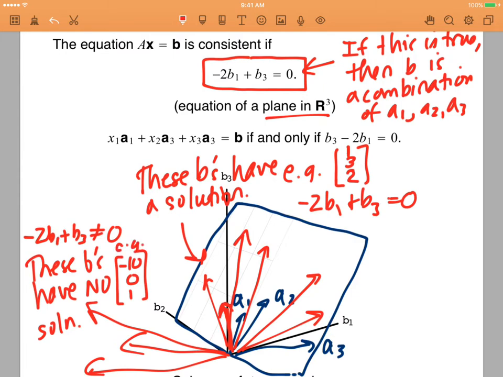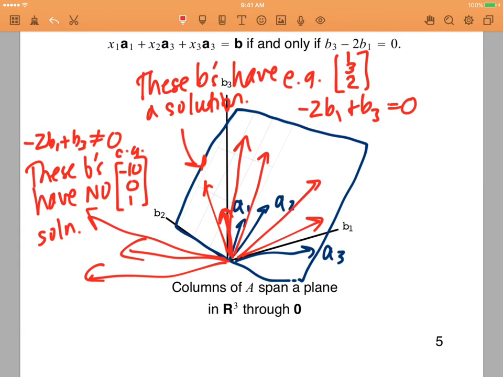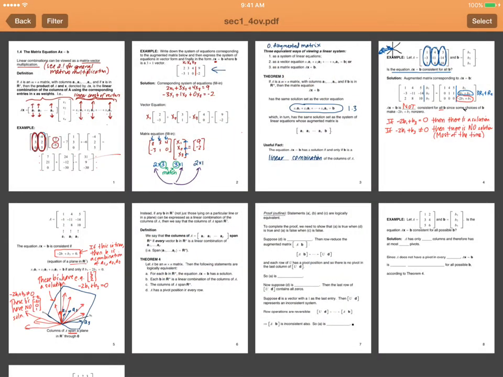That's an example. Okay. And there's a useful word here, span. We talked about that the other day, the span of a set of vectors. So the span of a1, a2, and a3 is that plane. And the b vectors that are on that plane are the ones with the solutions. Or you can also say the b vectors that are in the span. Being in the span and on the plane are the same thing here. Okay, next page.